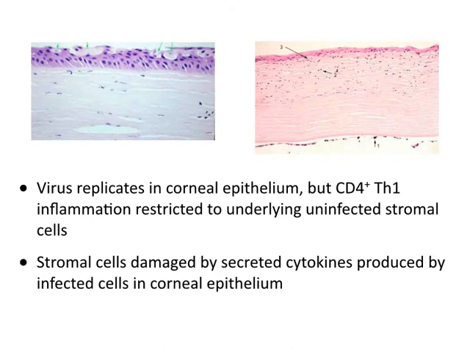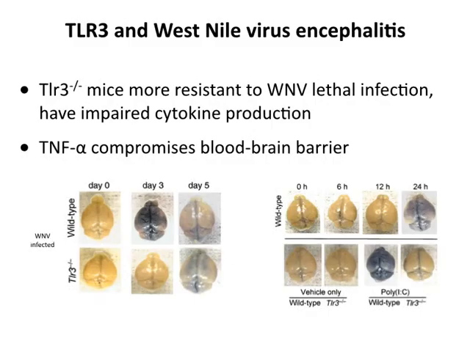So these infected epithelial cells attract CD4 helper cells. They release cytokines which diffuse into the layer below, and they damage the stromal cells. It's a bystander effect of these cells. So the cells are trying to eliminate infection, but they end up damaging the stroma.